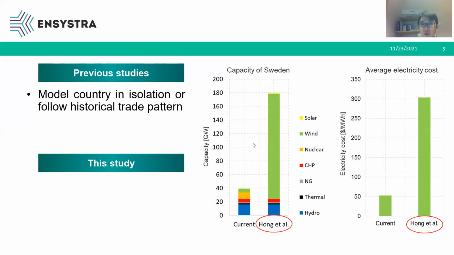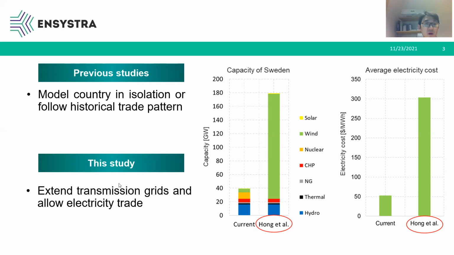We know from the literature that electricity trade is beneficial for the electricity system. It has 2 main functions. First, resource share. Second, variation management, especially for a large scale of wind power. Therefore, model Sweden in isolation or follow historical electricity trade pattern may underestimate the contribution of electricity trade for the future electricity system.